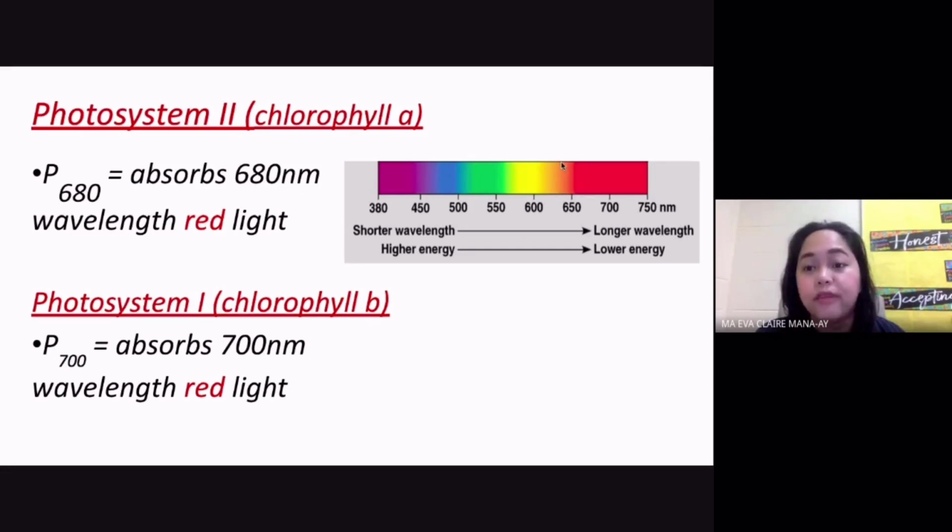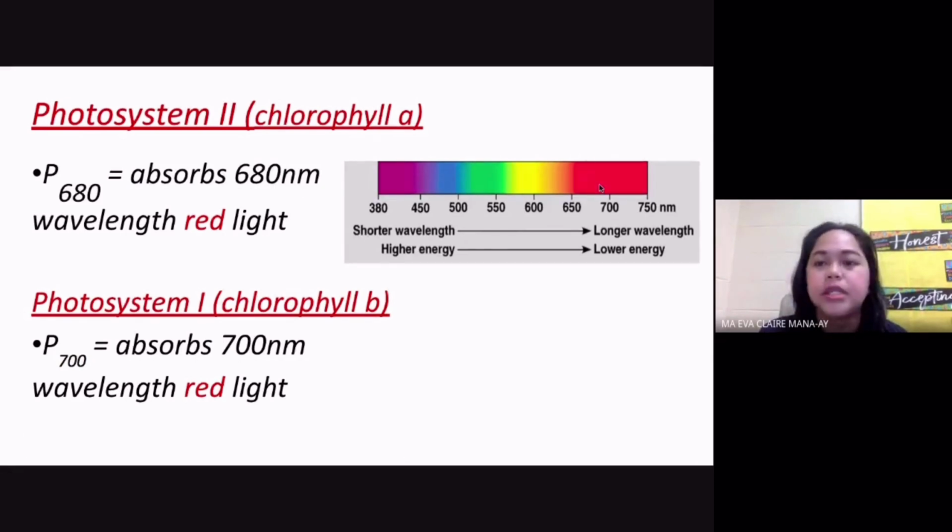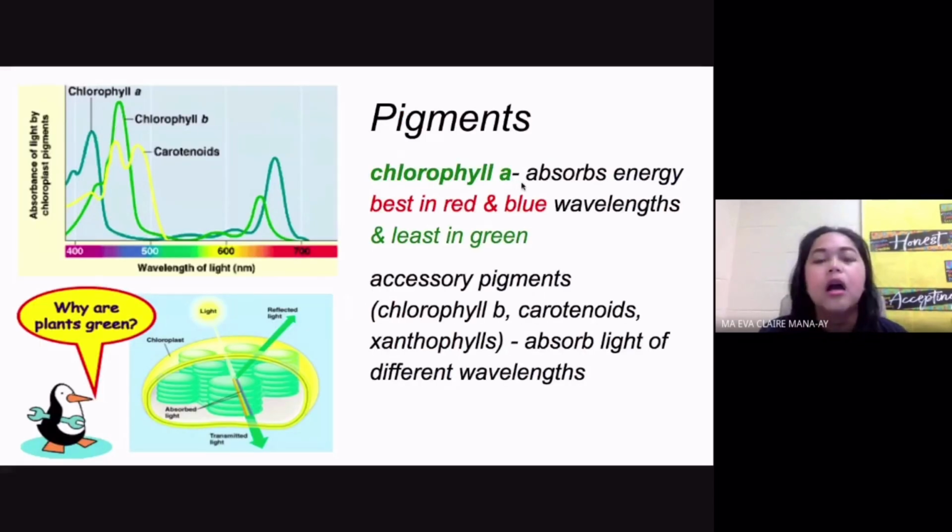Now, if you check the electromagnetic spectrum, you can see that both of these wavelengths, 680 nanometers and 700 nanometers, are actually red. So that means your chlorophyll A and B both absorb red light. Now, going to the next slide here, chlorophyll A absorbs energy best in red and some blue wavelengths. So both, but mostly red, and some of the blue wavelengths of light.